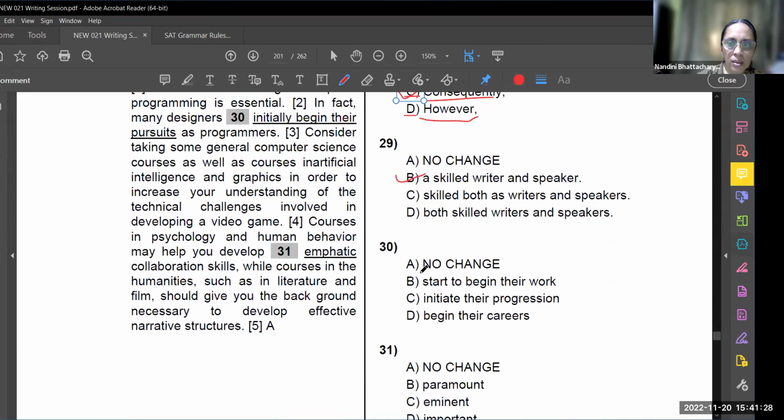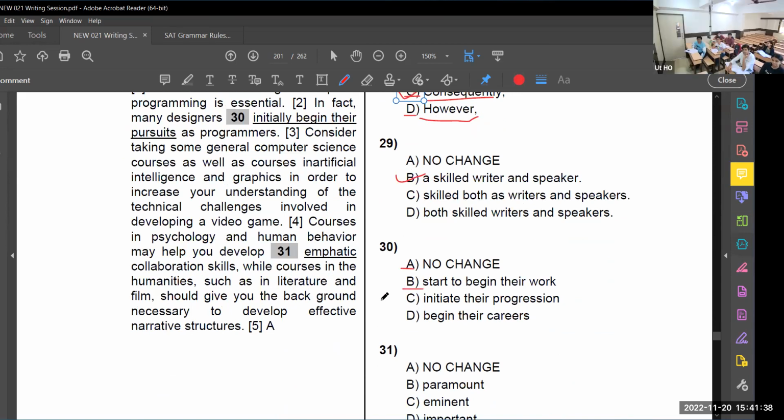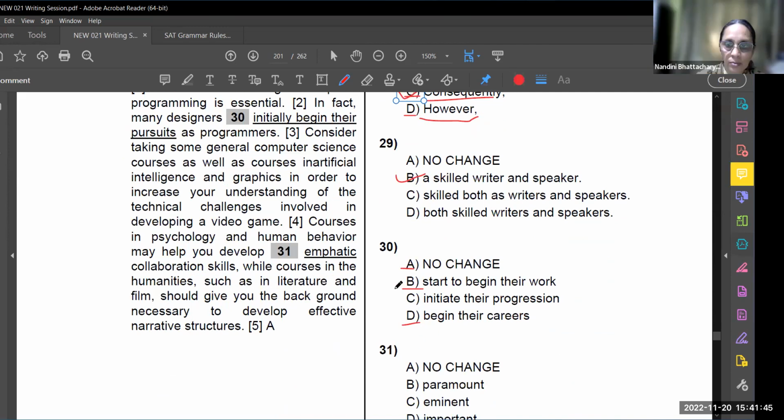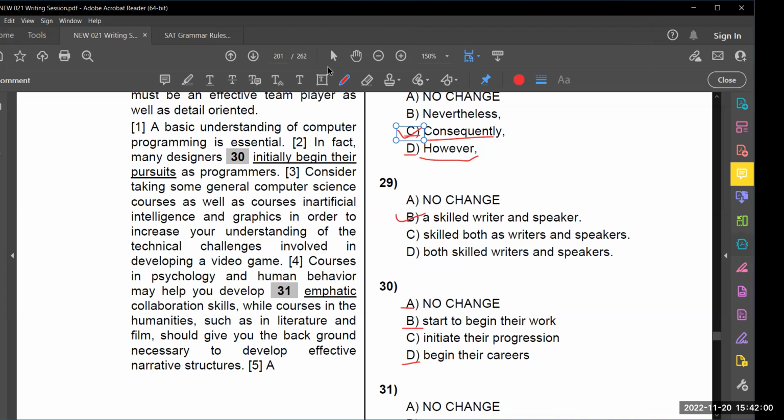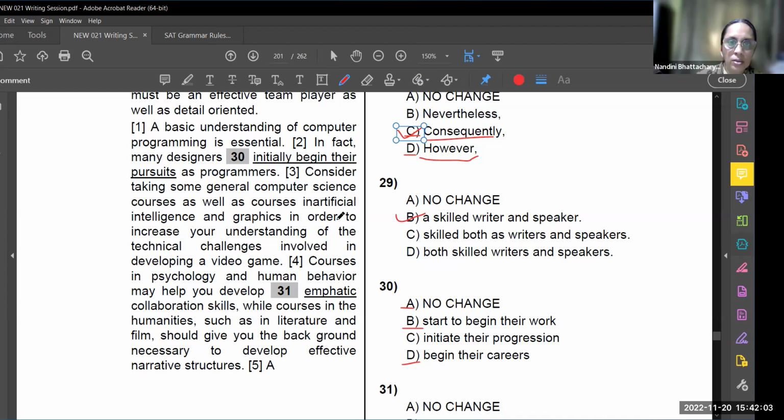Okay, now question number 30. A, no change. And we have B or D? D. D for dog. Okay, we have A, I suppose B also, and D. Okay, now let's look at why no change. Who said no change? Nidhi or Sarah? Ma'am, Nidhi. I said. Okay. Nidhi, so why do you think it should be no change?